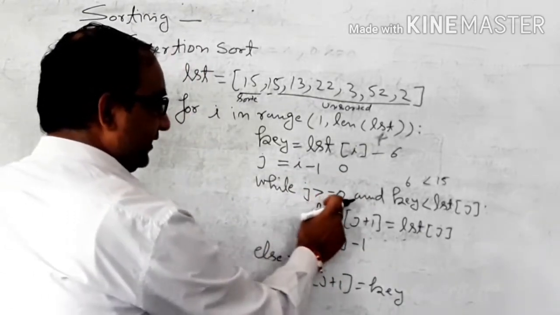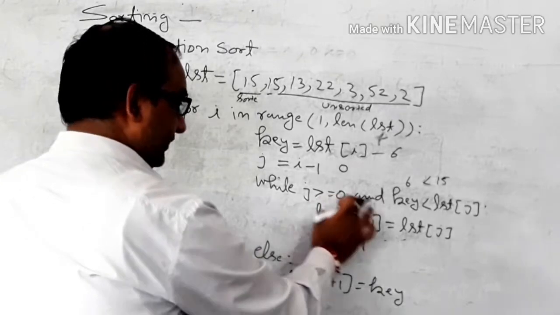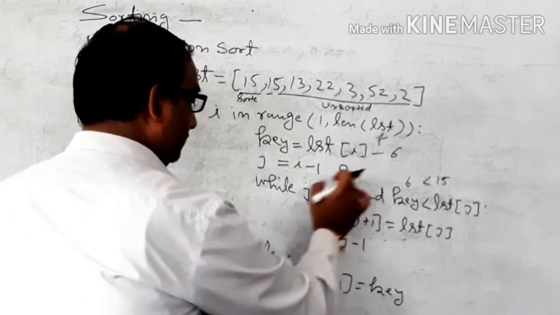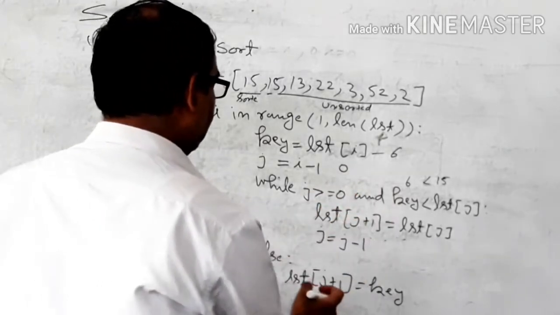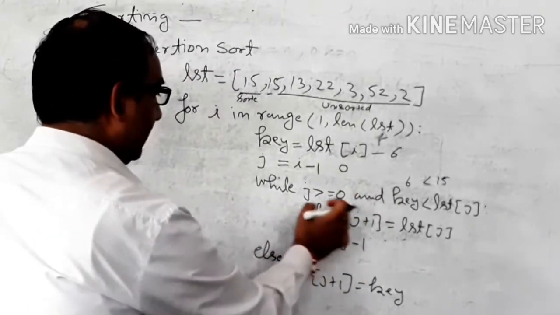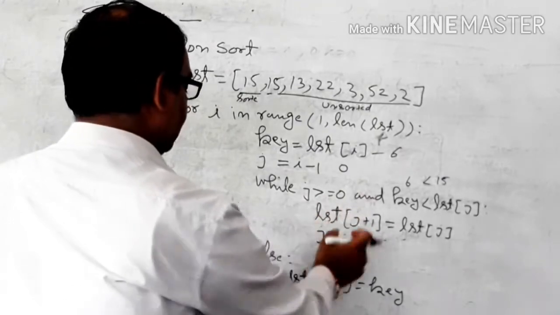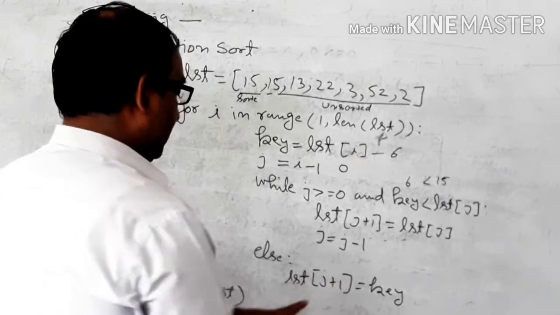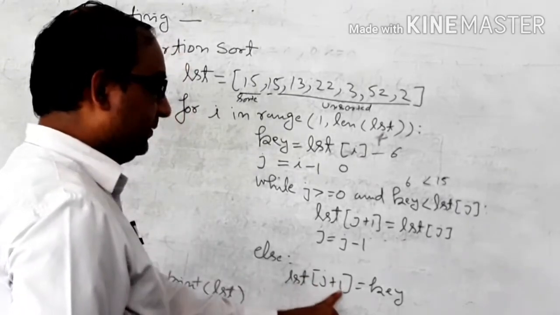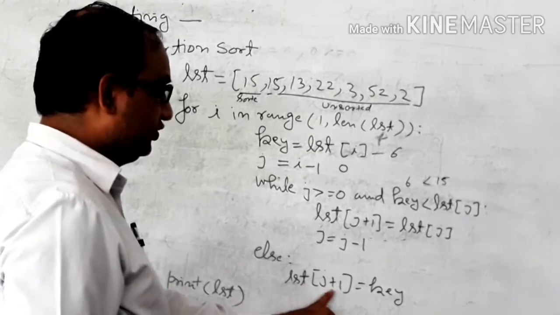So is minus 1 greater than or equal to 0? No. That is false because we have an AND operation. So we can adopt this value. Now come to this while loop. If the while loop is false, then we come to the else. So LST j plus 1, j contains the minus 1. Minus 1 plus 1, that is 0. That is LST 0 is equal to key.